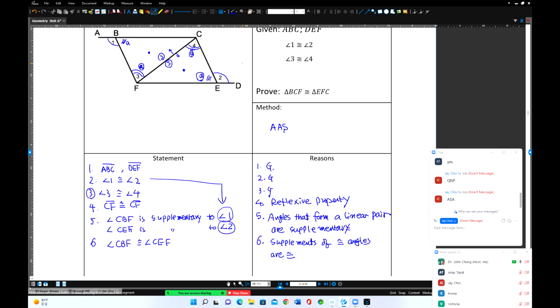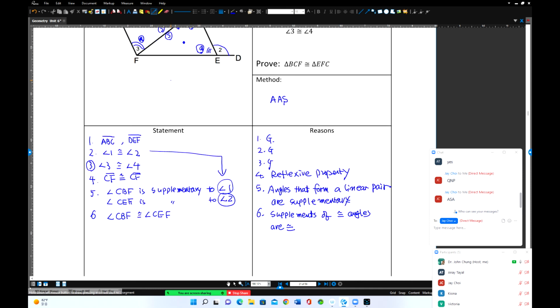When it's done, we circle it. So we already have all three, right? Side, angle, angle, or angle, angle, side. That's enough to say the triangles are congruent. So triangle BCF is congruent to triangle EFC. The reason is angle, angle, side congruence.